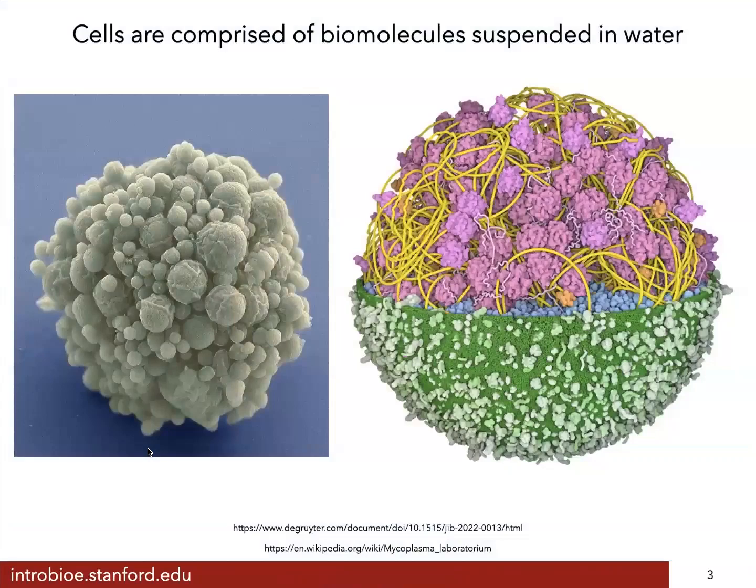We know that cells are comprised of biomolecules, and we know that life happens in water. So the molecules within a cell are mostly suspended in water. Of course, there's other things in there too, but for now, let's just think of it as biomolecules suspended in water. On the left is an image of a simple, quote unquote, simple microorganism, not a frog. And on the right, we've seen this before, is a beautiful representation of how the molecules might be organized in this cell. The green in the bottom shows us the outer membrane or shell of the cell.